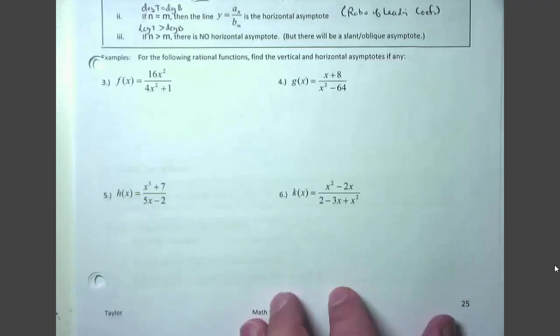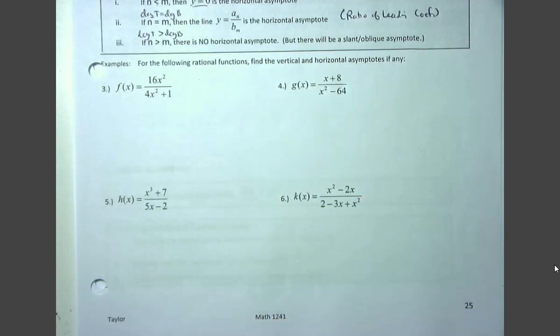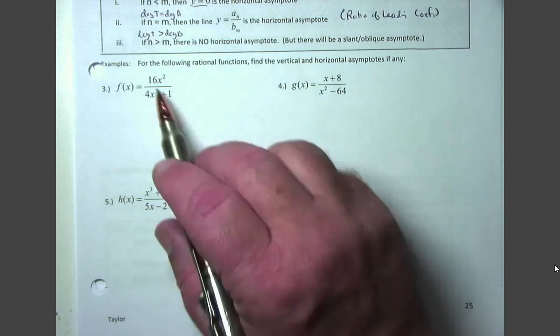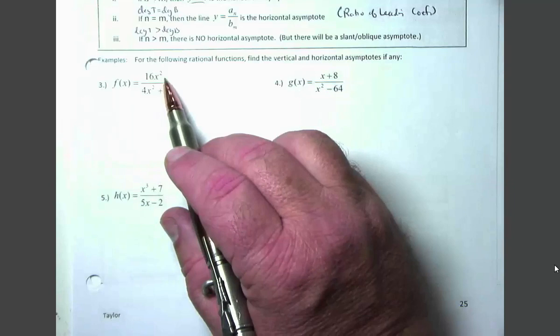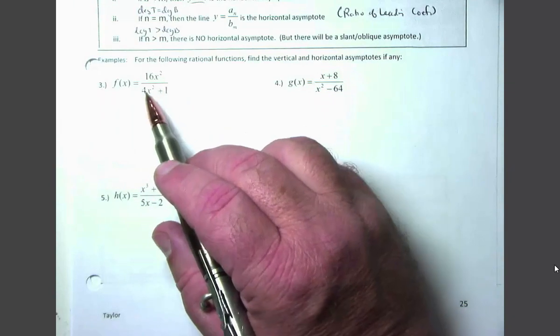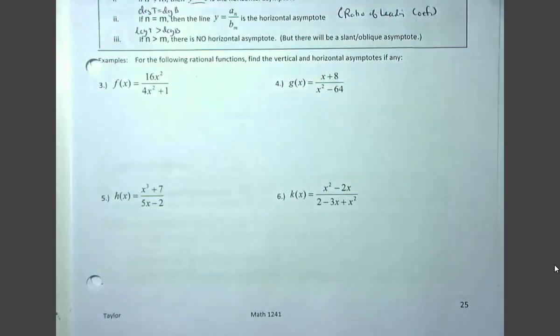So here's some examples. For the following rational functions, find the vertical and horizontal asymptotes, if any. All right, f of x is equal to 16x squared divided by 4x squared plus 1. First thing you want to do is factor the numerator and factor the denominator and make sure you don't have any common factors. Common factors make holes in graphs, not vertical asymptote stuff. The problem is, 16x squared is pretty much 16 times x times x. That's not really weird on factoring here. The question is, how do you factor 4x squared plus 1?